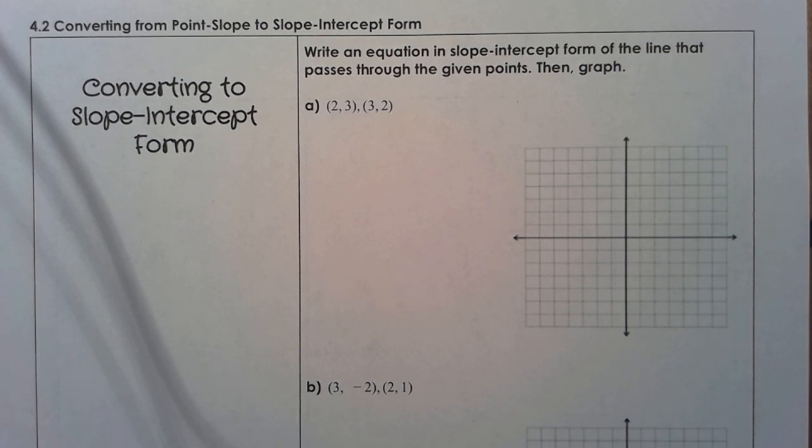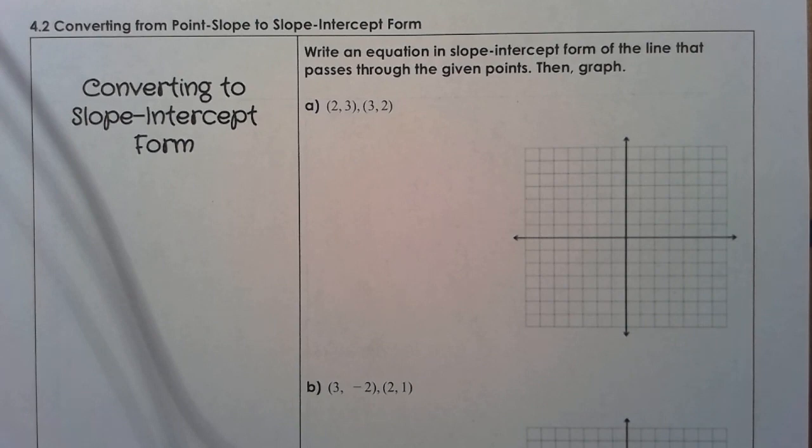So today we're going to talk about converting from point slope to slope-intercept form. Yesterday we talked about writing our equations in point slope form, and now we're just going to write them in point slope form and then convert them over to slope-intercept form.